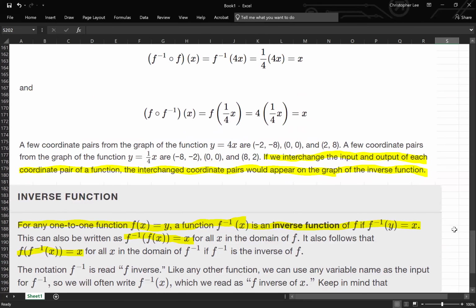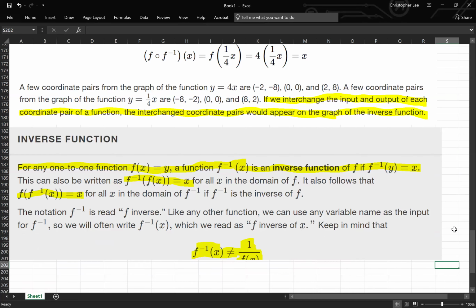So this part is really important right here. For any one-to-one function, f of x is equal to y. A function's inverse, f inverse of x, is an inverse of f if the inverse of y is equal to x. This can also be written as f inverse of f of x is equal to x for all x in the domain of f. It also follows that f of f inverse of x is equal to x for all x in the domain of f inverse, if f inverse is an inverse of f.